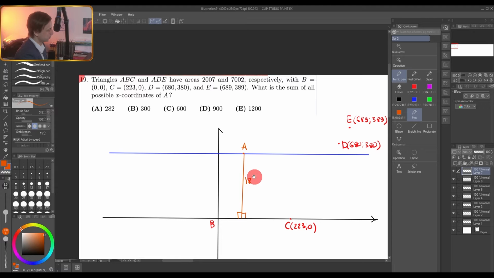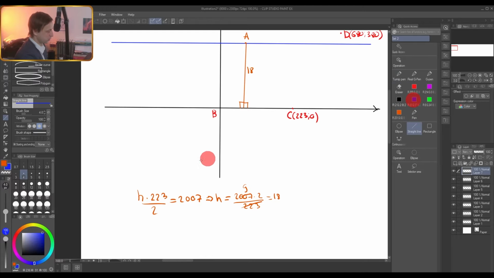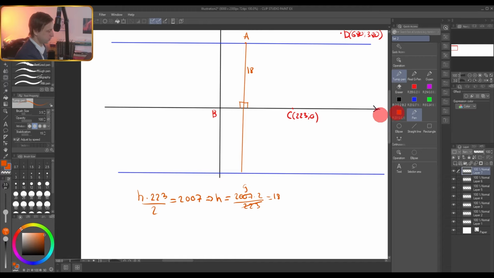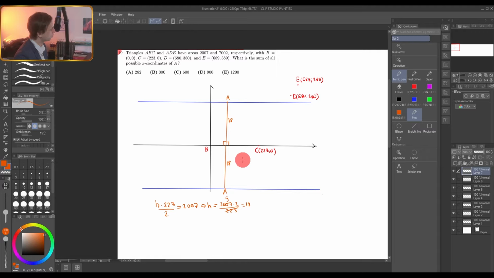It will be 2007. However, it's not the only line with this property. Also, you can draw the line below the x-axis, and the distance will be exactly the same. So if this distance is 18, any point A on this line also has the same property that the area of triangle ABC is 2007. So the locus of all points A on the plane such that the area of triangle ABC is 2007 is these two lines. Any A on this line or on this line has the property that the area is 2007.